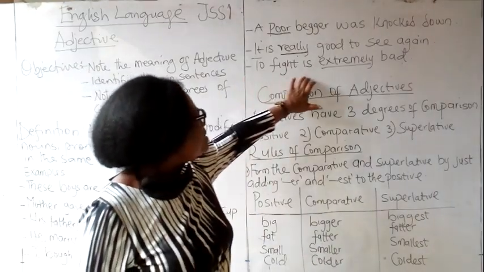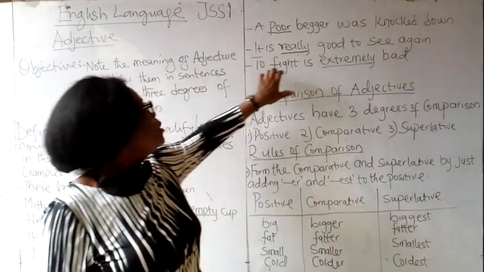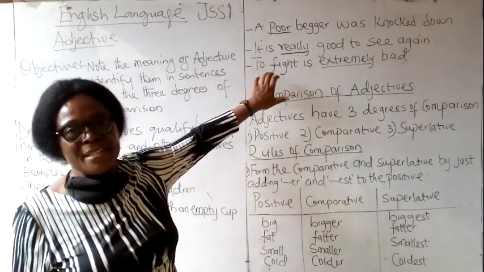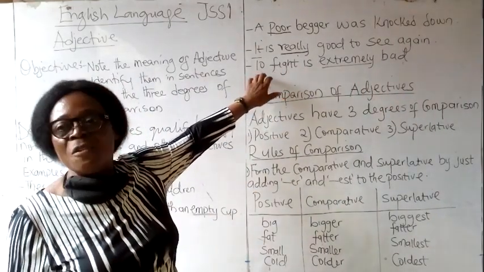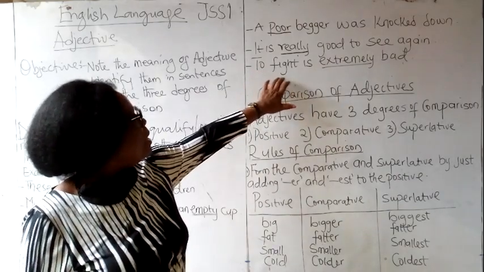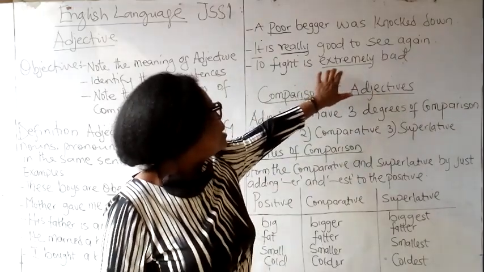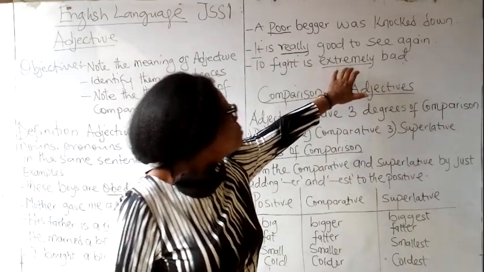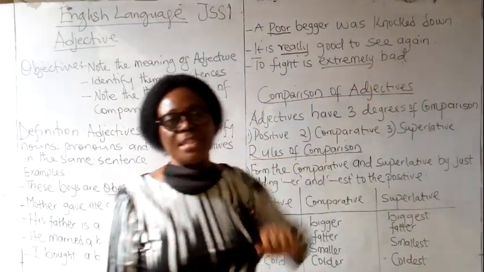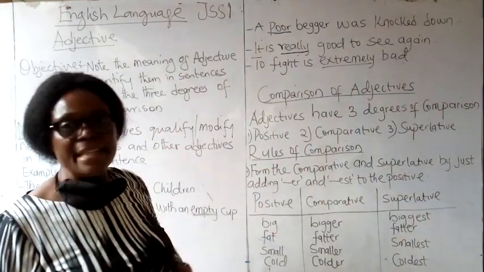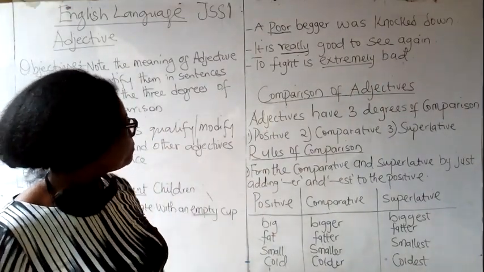To fight is extremely bad. To fight is an infinitive, taking the slot of a noun. Here, extremely bad. So extremely is modifying bad, which is another adjective in that sentence.